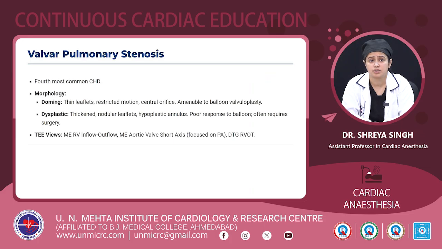Coming to valvular pulmonary stenosis, this is the fourth most common congenital heart disease. Usually we see doming of the leaflets, which are thin leaflets with restricted motion and a central orifice, and they are amenable to balloon valvuloplasty, or they could be dysplastic, thickened nodular leaflets with a hypoplastic annulus. These usually respond poorly to balloon valvuloplasty, and they often require surgery. So on TEE, we can see it in the mid-esophageal RV inflow-outflow view, the mid-esophageal aortic valve short axis view focused on the pulmonary artery, or the deep transgastric RV aortic view.